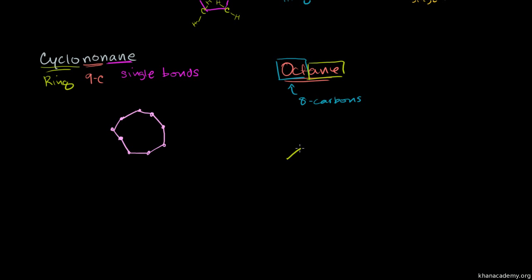1, 2, 3, 4, 5, 6, 7, 8. It's just going to look like that. In the next few videos, we'll add more to these molecules and make the names even more complex.